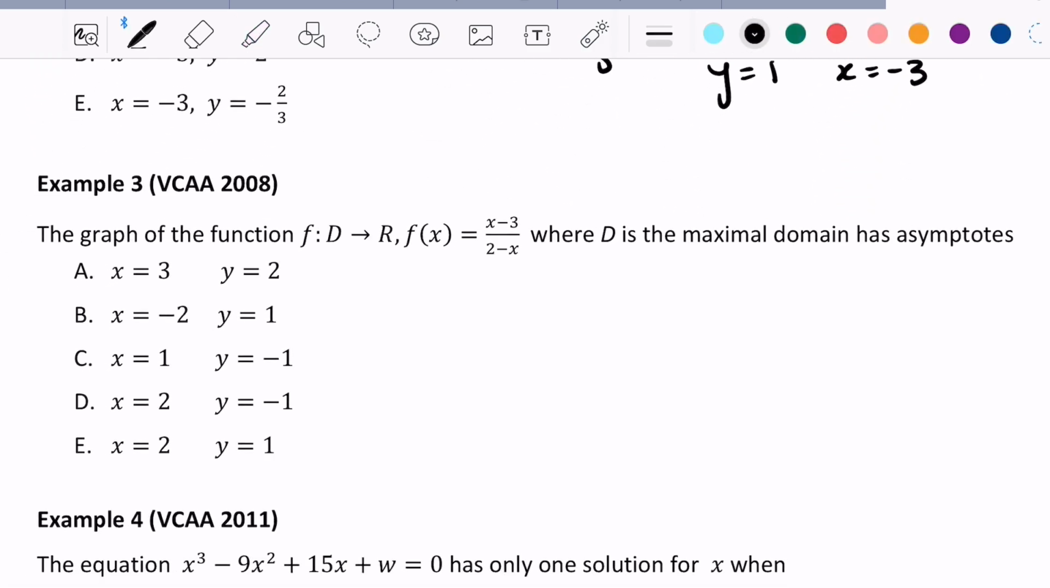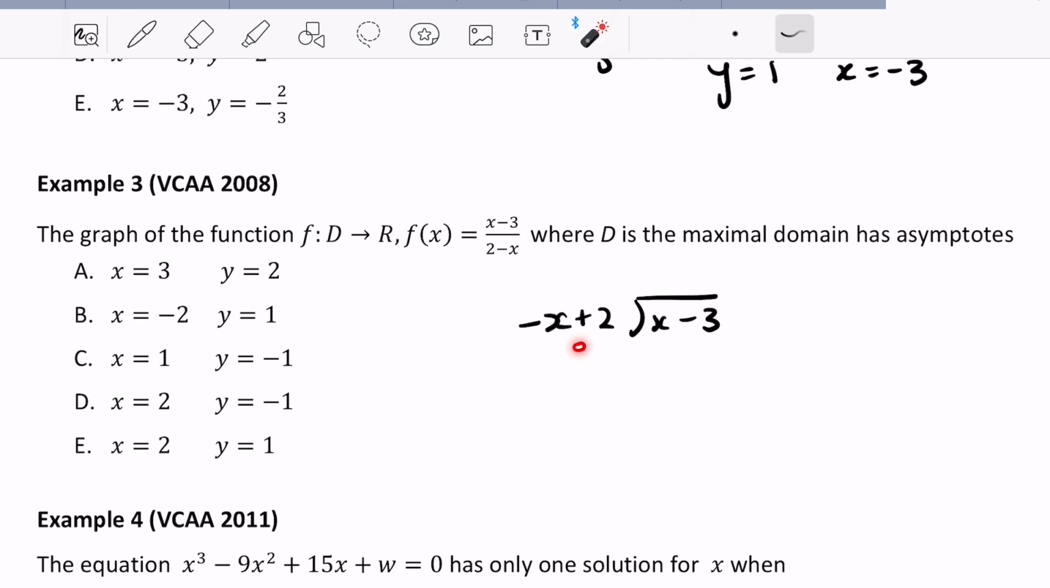For example 3, we have the graph of this function where D is the maximal domain and it has asymptotes. So once again, it's very similar to the previous question. So you just do the exact same thing. We're going to go ahead and divide it through. I'm just going to write it in this particular form just to make our life a little bit easier. So -x goes into x -1 times. Then -1 times -x is going to be +x. -1 times 2 is going to be -2.